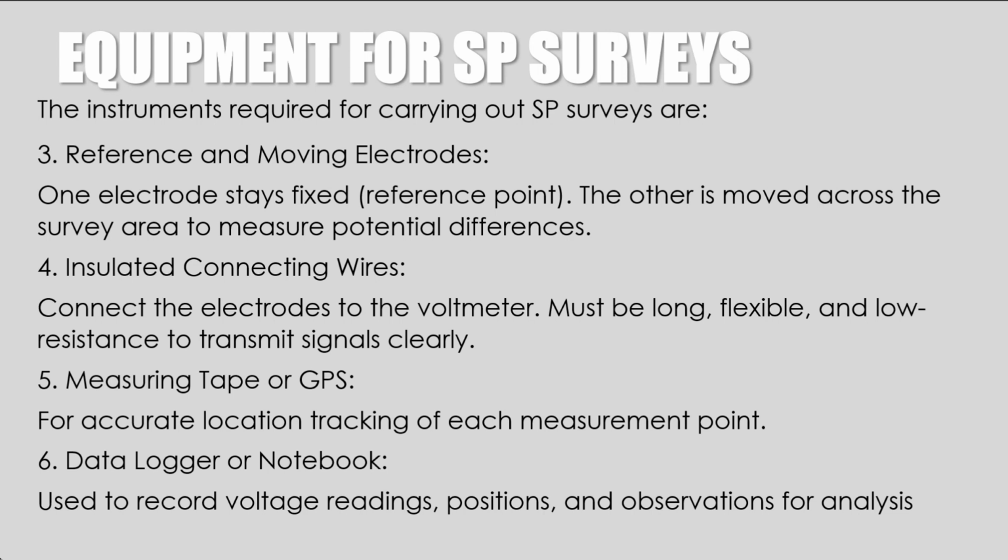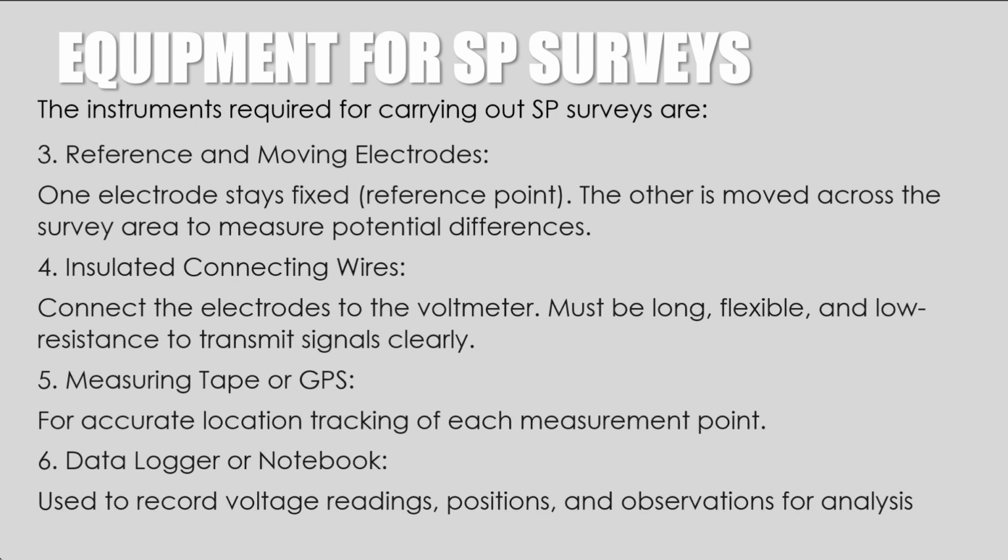6. Data logger or notebook. This is where the human touch comes in, or a digital one. You or your device will log the voltage values, the locations, and any observations. For example, if the ground is wet or there's unusual terrain, those can help explain unusual readings later.